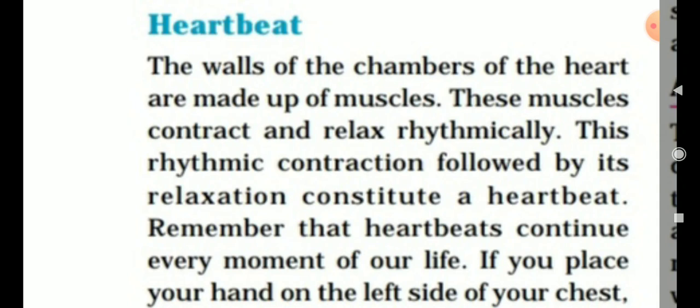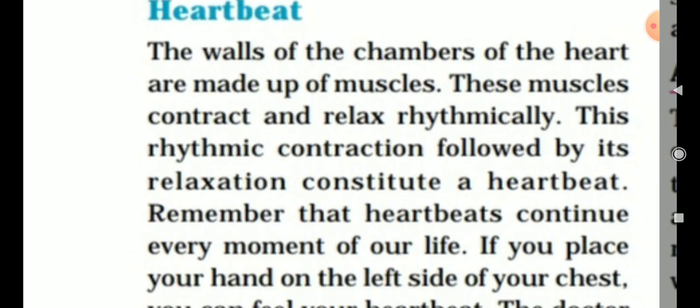Okay, listen. The human heart has four chambers: two atria and two ventricles. Right atrium, left atrium, right ventricle, left ventricle. So the human heart has four chambers made up of muscles. The muscles are named cardiac muscles. These muscles contract.